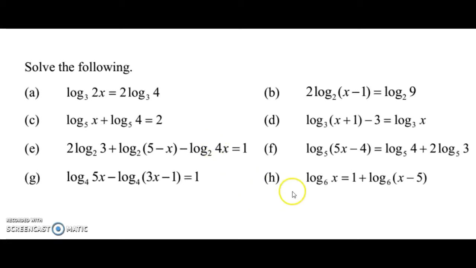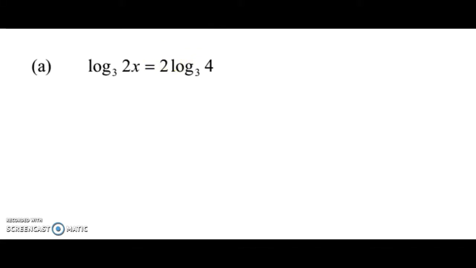Hi everyone, in this video we're going to learn how to solve equations involving logarithms. Here I have 8 examples on log equations, and we learn how to solve them by finding x. Here is my first example.